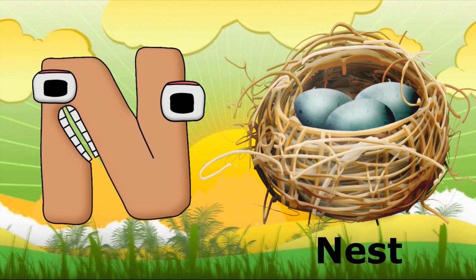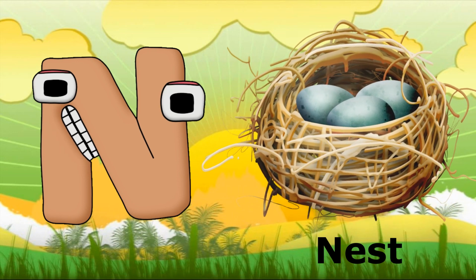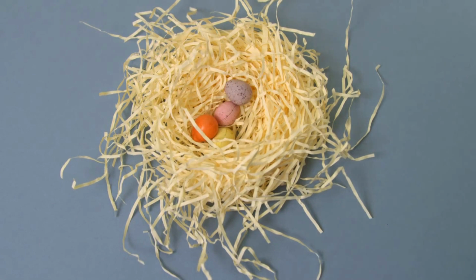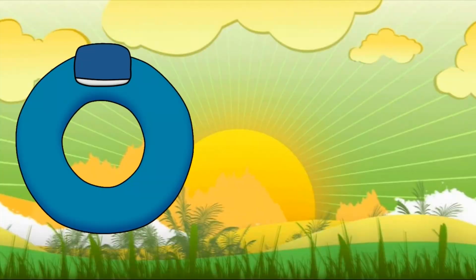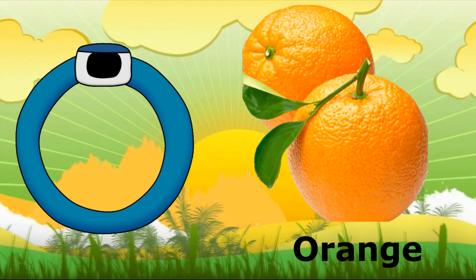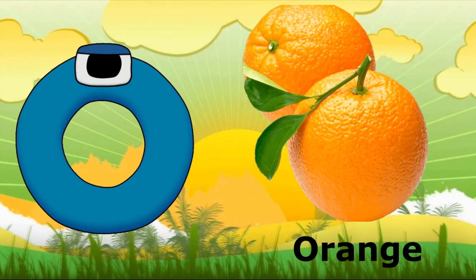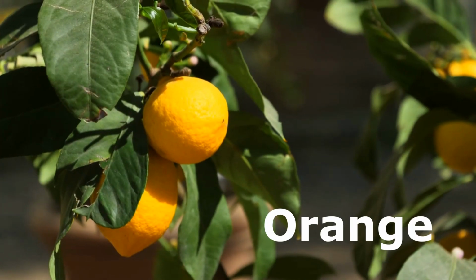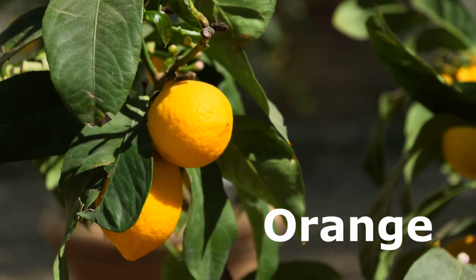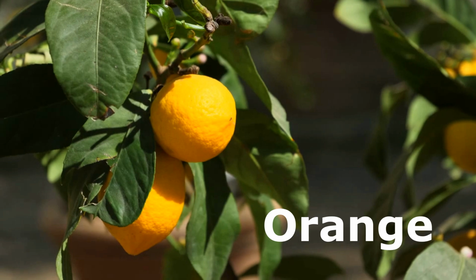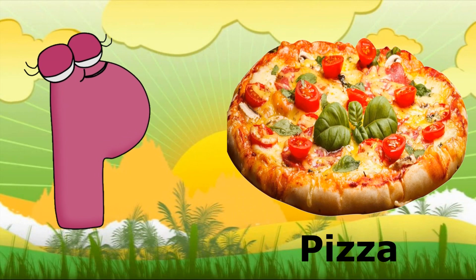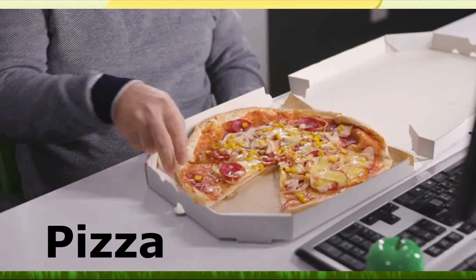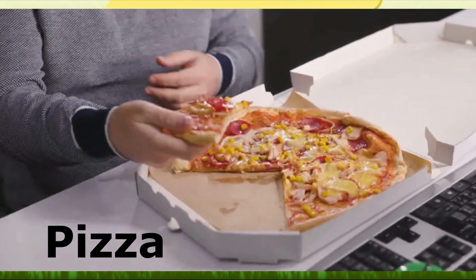N for nest. N for nest. O for orange. O for orange. P for pizza. P for pizza.